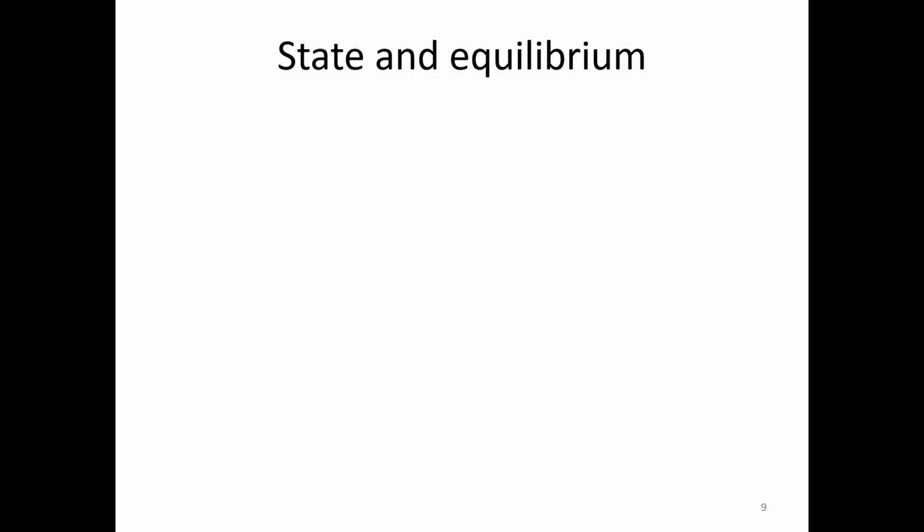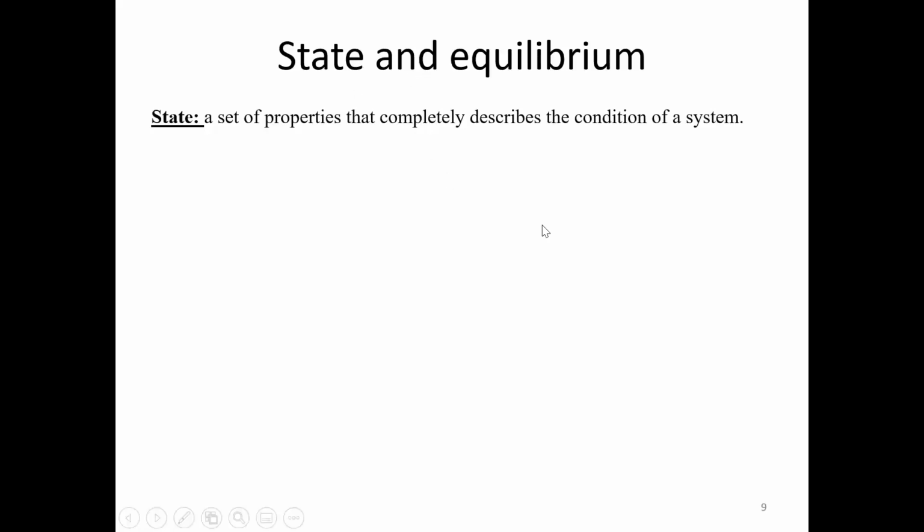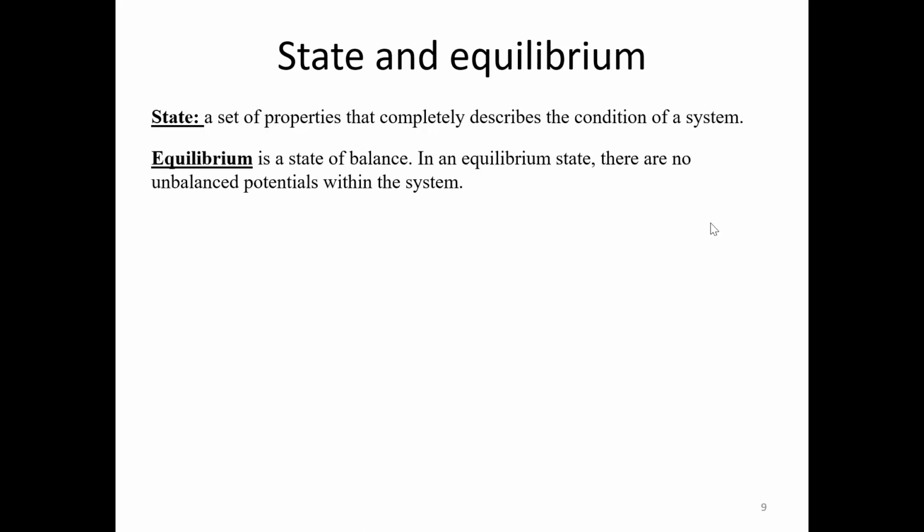So we knew that there is a property now, but one property doesn't give us a state. To find the state, you need most likely two properties of a system to find out what the state of the system, or state of any liquid or fluid, is. So a set of properties that completely describe the condition of a system. Okay, and equilibrium is a state of balance.